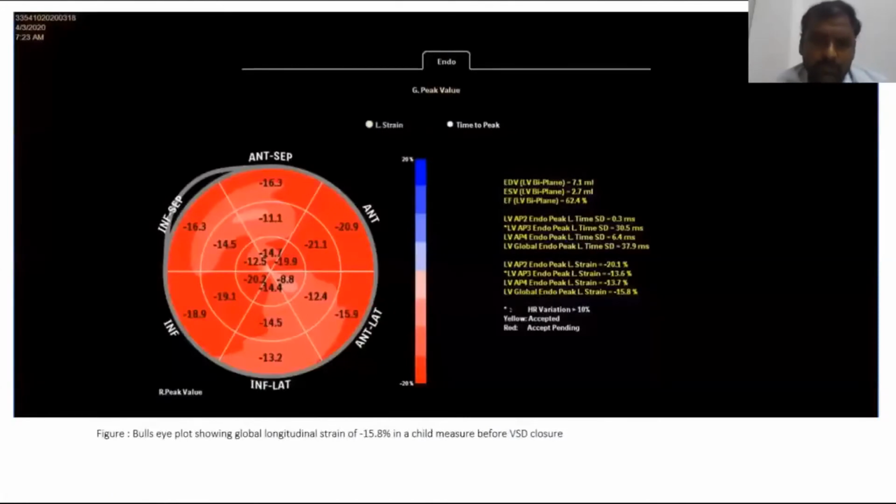This is a bullseye plot showing the global longitudinal strain of -15 in a child before VSD closure.